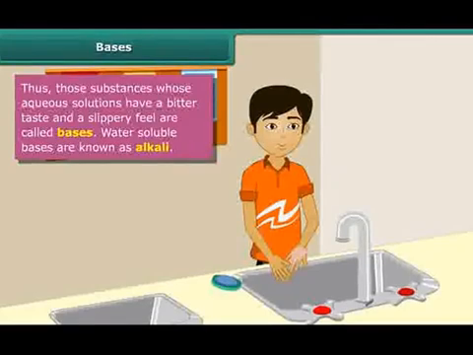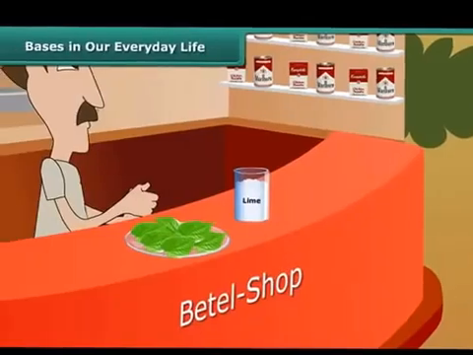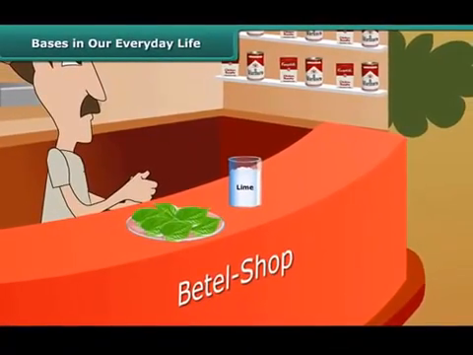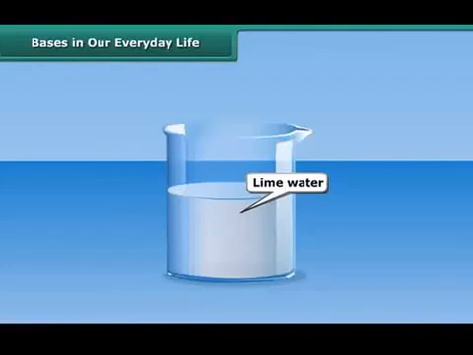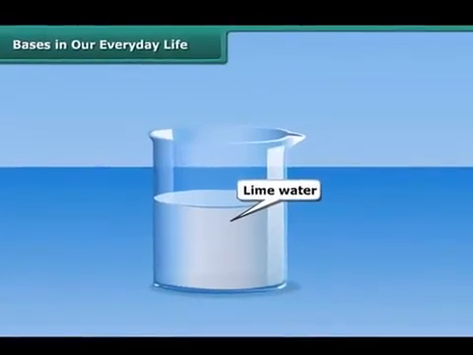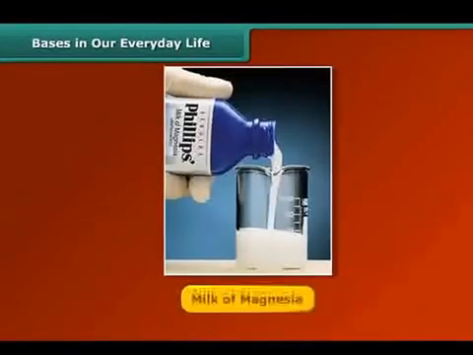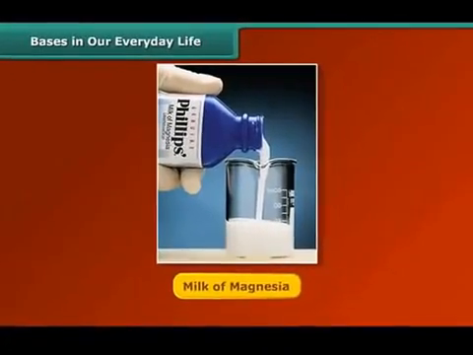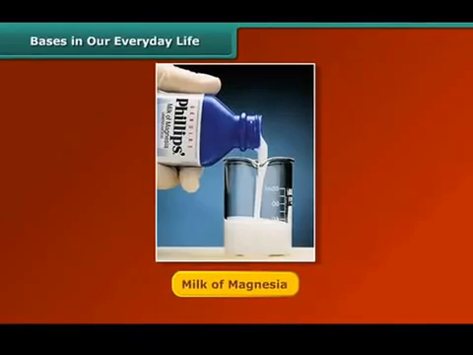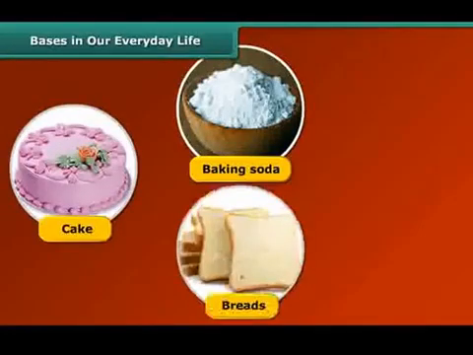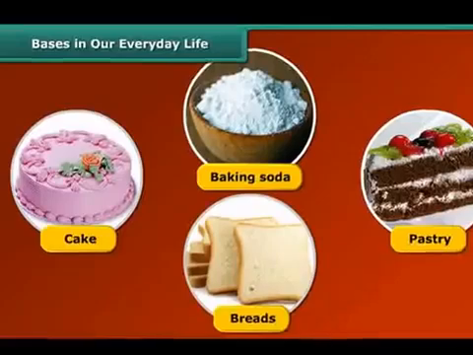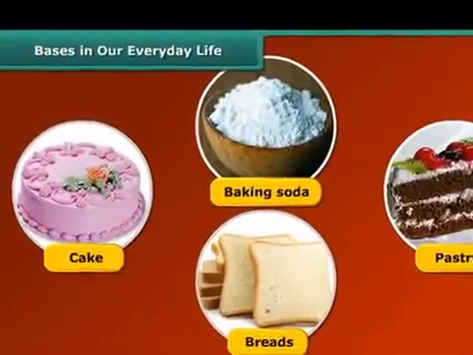Water-soluble bases are known as alkali. Students, the chemical name of lime is calcium hydroxide. Lime water is prepared by dissolving lime in water. Milk of magnesia is a medicine which helps us in digesting our food. It contains magnesium hydroxide, which is a base. The baking soda used in making cake, breads, and in other bakery items contains sodium hydrogen carbonate.